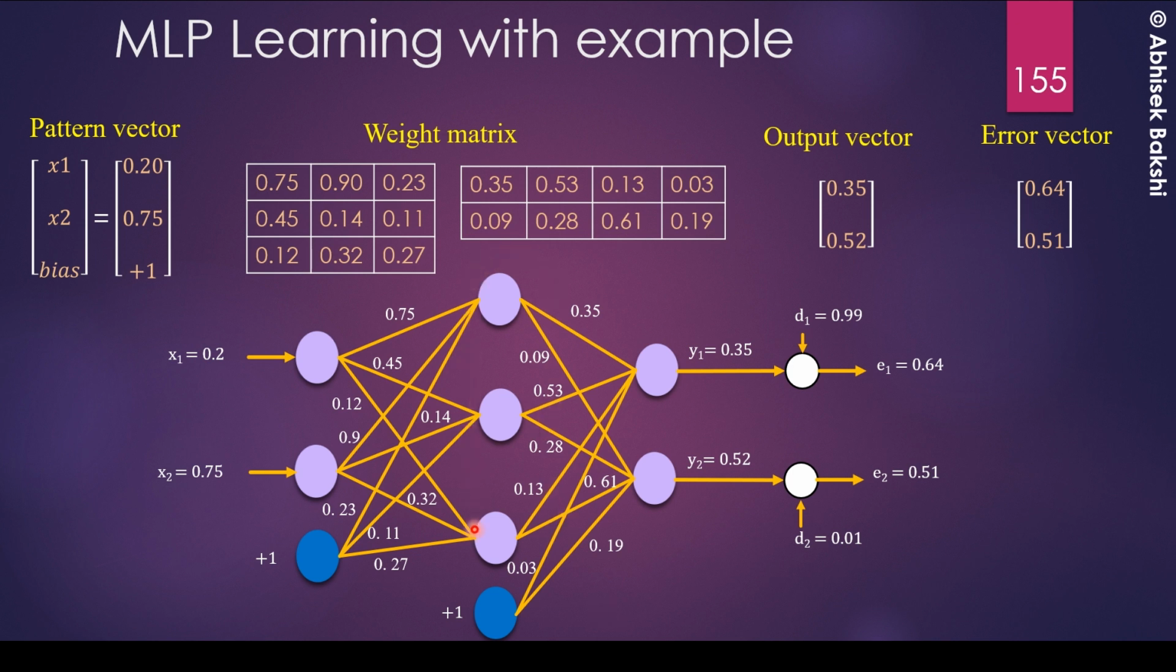I number of neurons here and j number of neurons here. The weight matrix will be j cross i plus 1. That's why 2 cross i, where i is 3, 3 plus 1 is 4, because of this bias. That's why it is 2 cross 4. So if you remember it this way, it will be easier to start writing code.